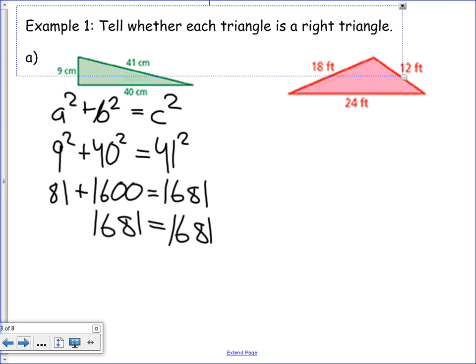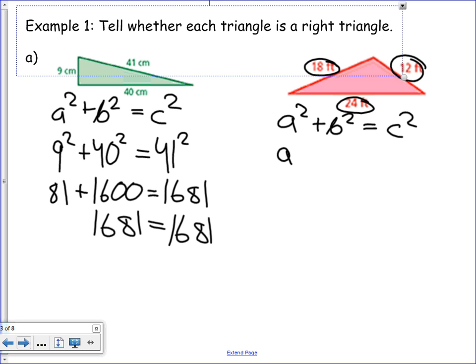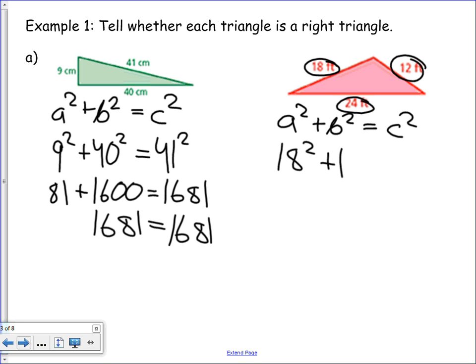Okay, now the second example. We're going to start out just like we did with the other one: a squared plus b squared equals c squared. Over here, these are your two legs, because your hypotenuse is longer than your two legs. So a will be 18, and b is going to be 12, and c is going to be 24.